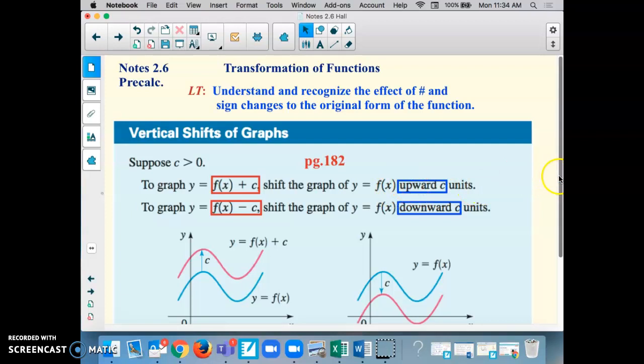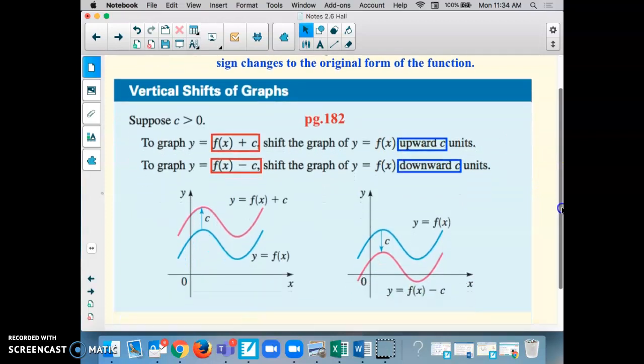Let's talk about a vertical shift. This is something that you guys already know. We've shifted quadratics, we've shifted a bunch of different graphs before. But suppose that c is greater than 0. To graph y equals f of x plus c, a plus c shifts the graph up c units. But a graph of y equals f of x minus c shifts the graph downward c units. So whatever the graph of f of x is, plus c would move it up that many units, and minus c would move it down that many units.